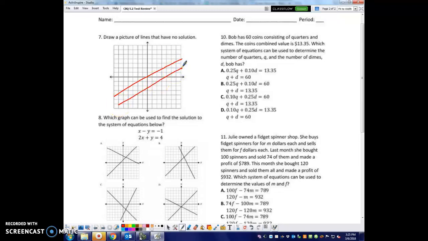Okay? I don't care if they're like that. I don't care if they're like this. I don't care what they look like. They just must be parallel. Okay? They never ever cross. All right, number 8.